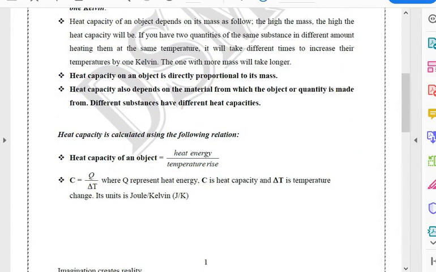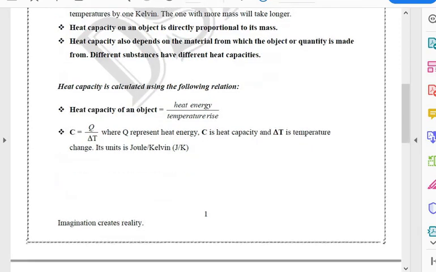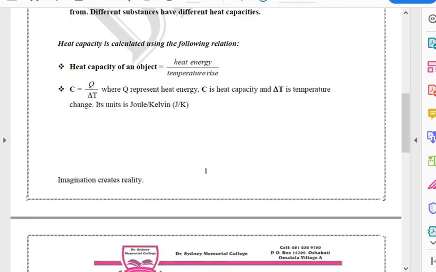we find that heat capacity of an object is directly proportional to its mass, which means that as you increase the mass, you also increase the heat capacity. Heat capacity also depends on the type of the material. This is what we've just explained. Then heat capacity is calculated using this formula: heat energy applied divided by temperature rise.